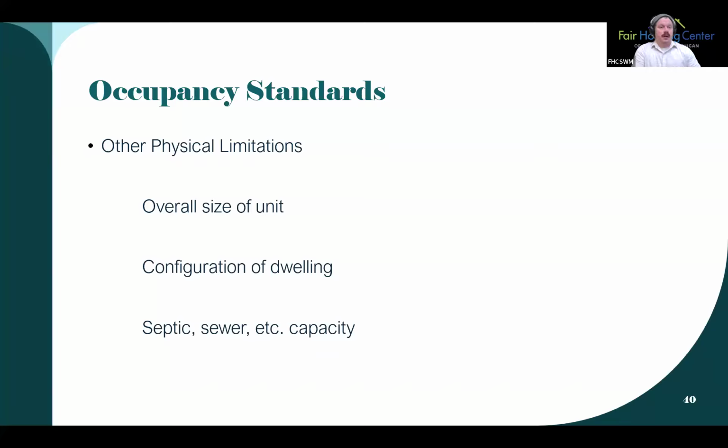There are other things to be mindful of when it comes to occupancy standards: the overall size of the unit, the configuration of the dwelling, and septic capacity. If, say, you have a tenant who's 7 feet tall and the room has 8-foot ceilings, you may not want to consider that a bedroom, and therefore the occupancy standard guideline changes. But these are all determined by local and state ordinances, so check with your fair housing center if you have more questions about occupancy standards.